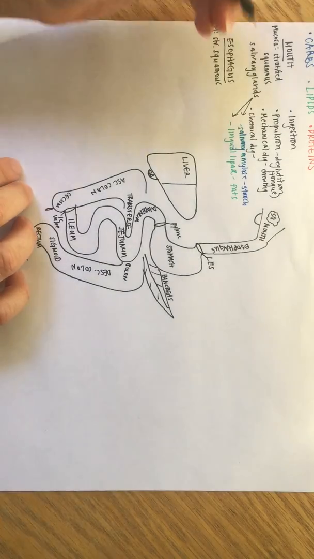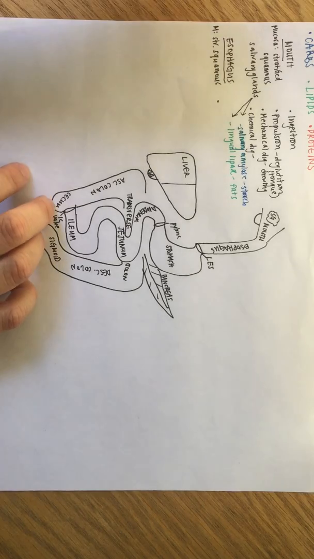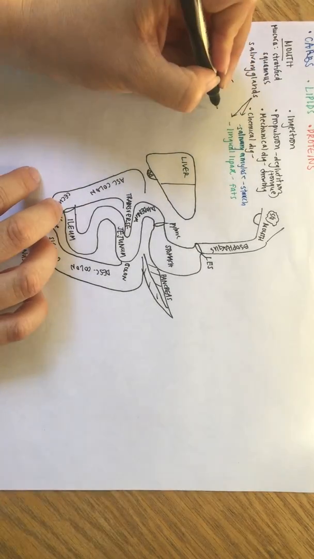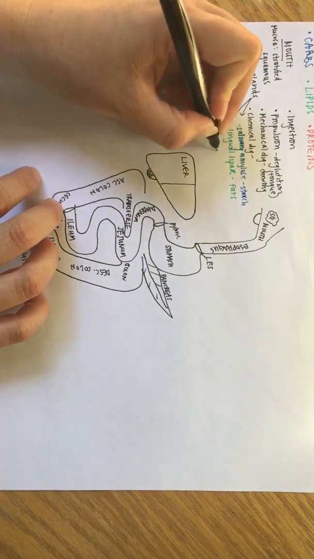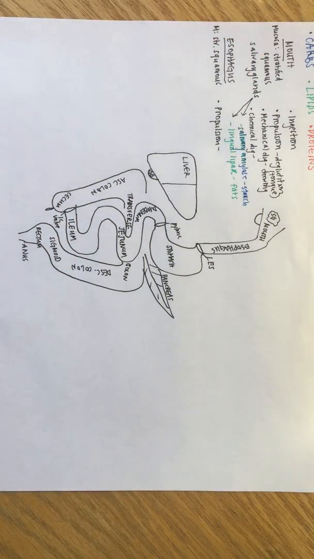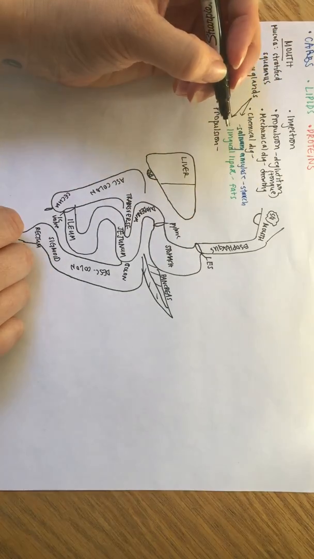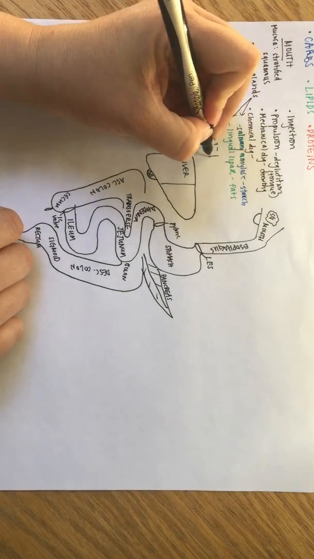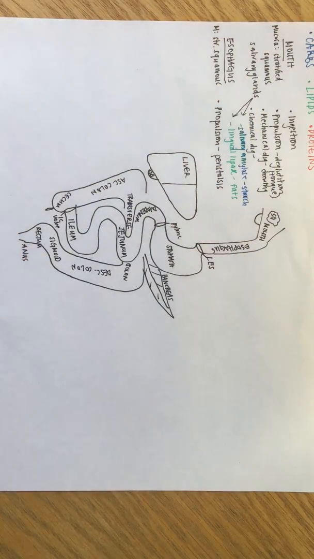We've got a stratified squamous. The only type of digestive process that occurs in the esophagus is propulsion, just movement. There's no absorption or digestion or anything, just propulsion. And the type of rhythmic contraction that occurs in the esophagus is called peristalsis. Peristalsis. All right, so now we have made it to the stomach.